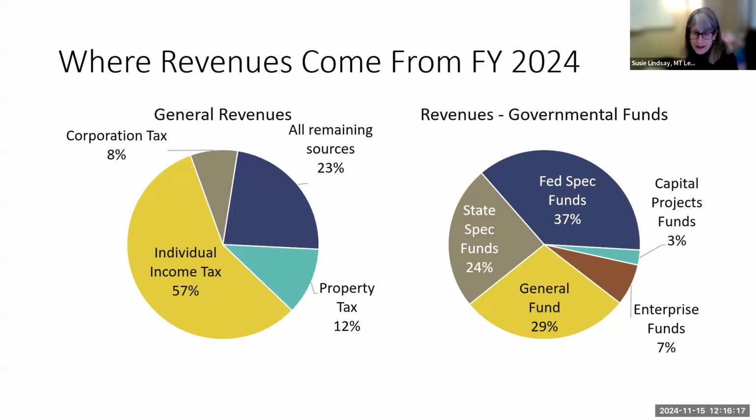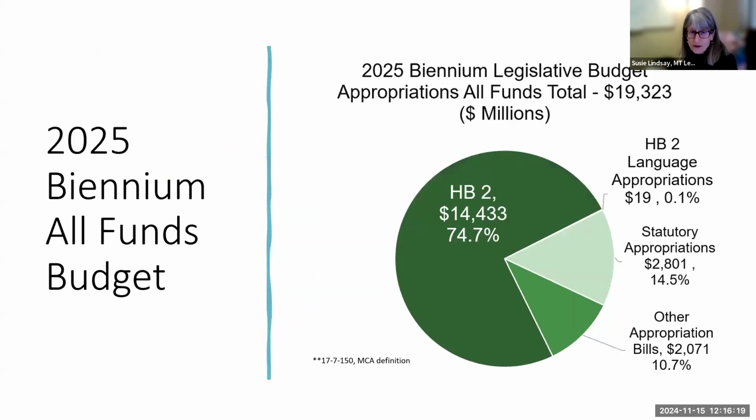And now the next slide shows the total 2025 biennium budget with all the funds included. So you can see that the total budget was about $19.3 billion.